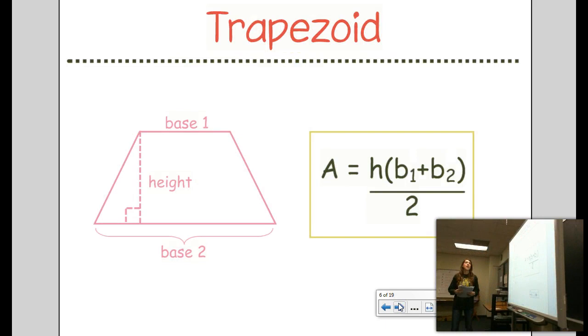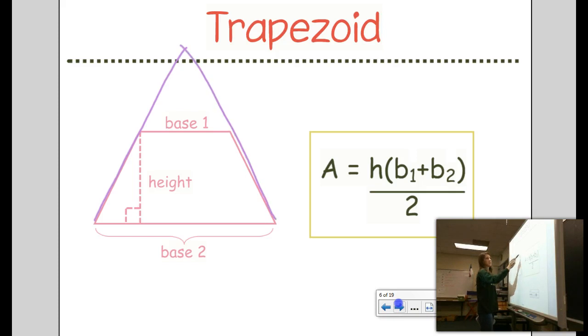So trapezoid. It's almost like the formula for a triangle. Because I want you to think of a trapezoid as like a triangle, just with the top cut off. Does that make sense? A trapezoid is kind of like a triangle with the top cut off. Anyways, so a trapezoid is base times height divided by 2.